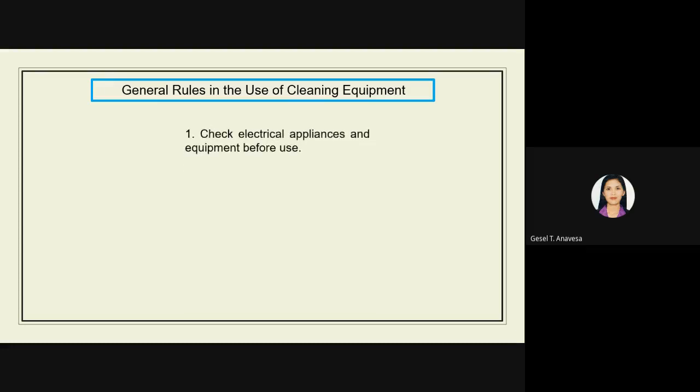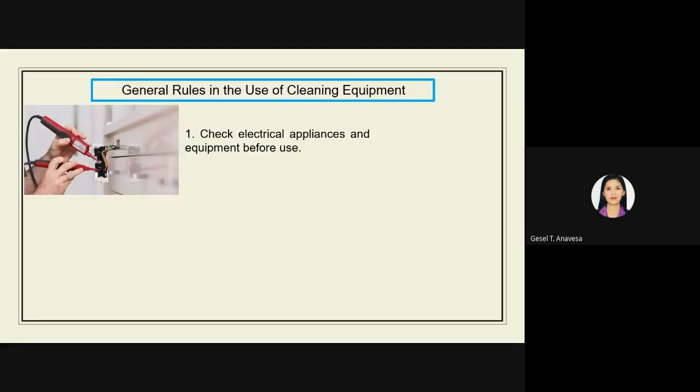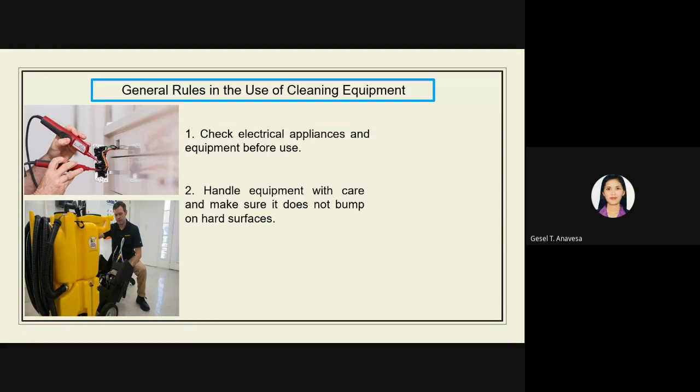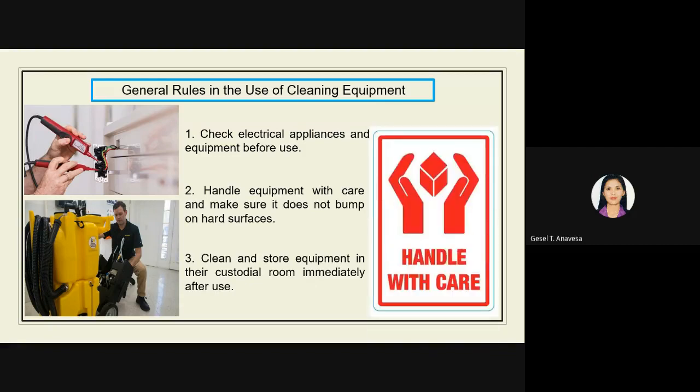It is very important to check electrical appliances and equipment before use. What if there are wires that are exposed and you touch them while using it? So it is very important to check those appliances or equipment from time to time, and they should be handled with care. Make sure they do not bump on hard surfaces. Through handling with care, you will also clean and store the equipment in the custodial room immediately after use. Very important.